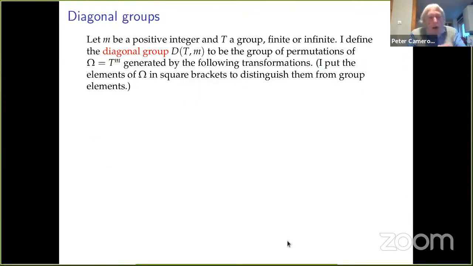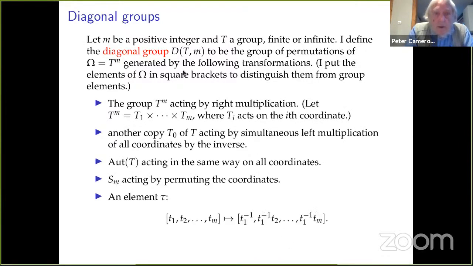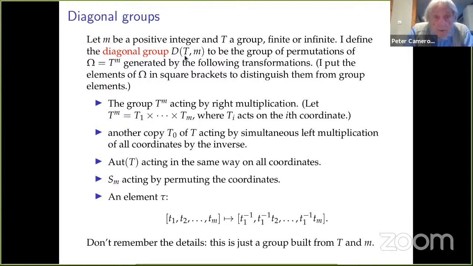So I have to tell you what a diagonal group is, but I've set this slide in smaller type because I don't really want you to remember all of this. This is just to show you what the thing is. A diagonal group has two parameters: capital T, which is a group, any old group, finite or infinite, and M, a positive integer, which is like a dimension. And so how do we build this diagonal group? Well, it's a group of permutations of a set omega, and omega is just T to the M, the set of all M-tuples of elements of T.